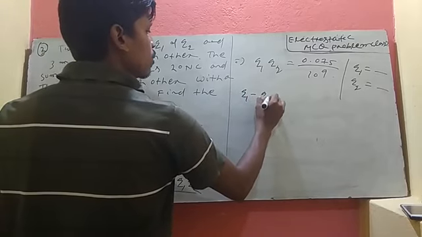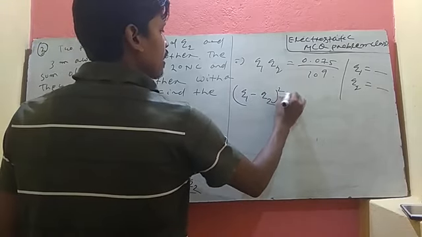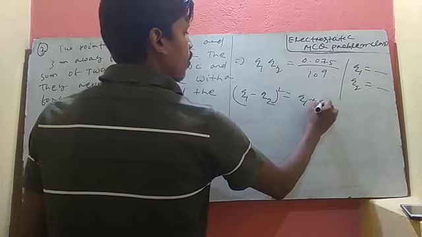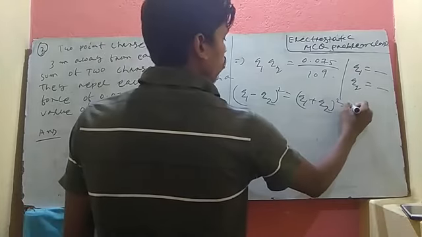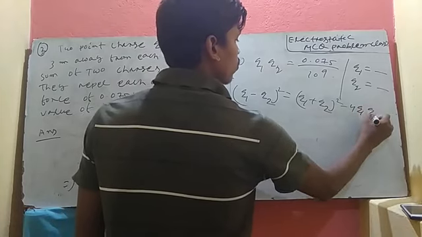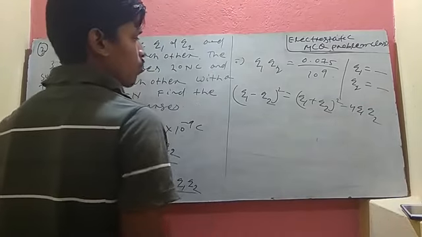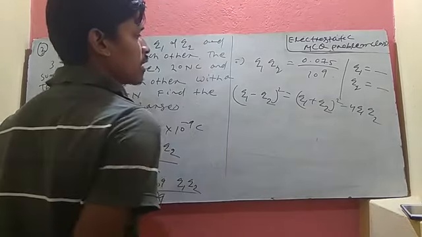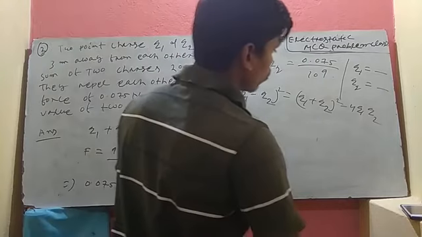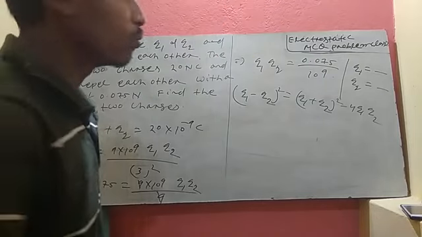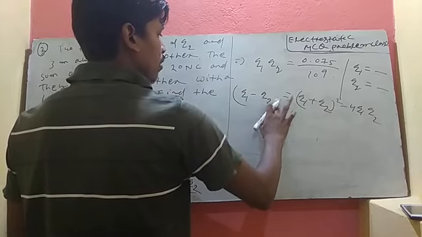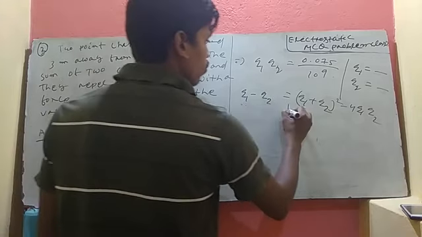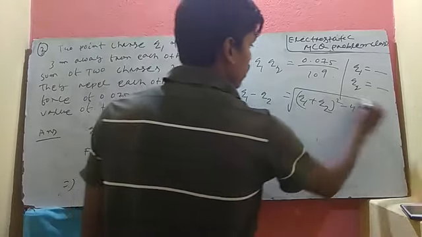(Q1 minus Q2) square is equal to (Q1 plus Q2) square minus 4Q1Q2. Yes or no? So (Q1 minus Q2) square is equal to (Q1 plus Q2) square minus 4Q1Q2. Whenever we have to find out Q1 and Q2, it is equal to root over this. Yes or no? So Q1 Q2 is found out.